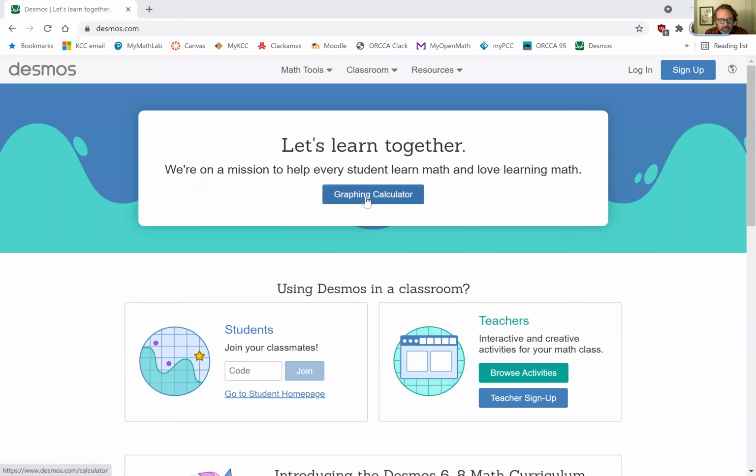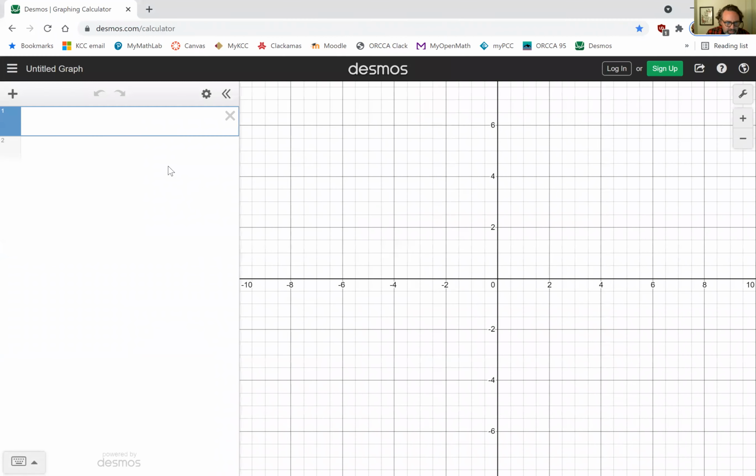So I can go to Desmos.com and go to the graphing calculator, and I'll make a table. I described how to do these things in the other video, so I won't describe every step of the way. But I've got my data here. It's too small for you to see.